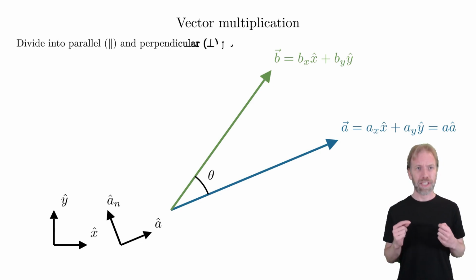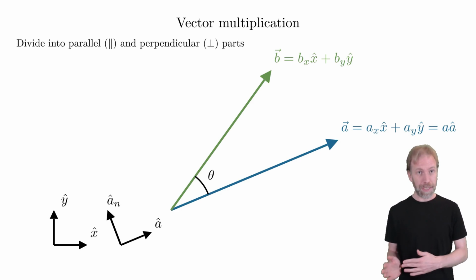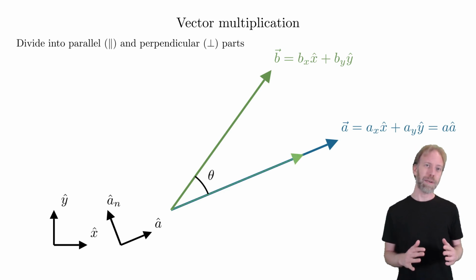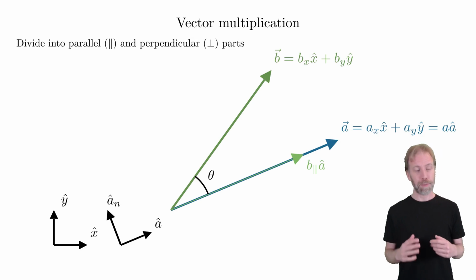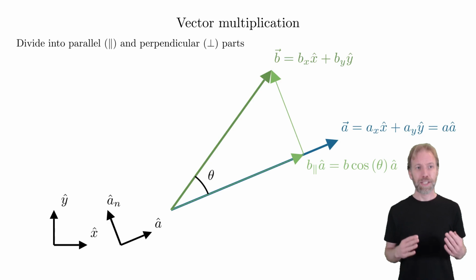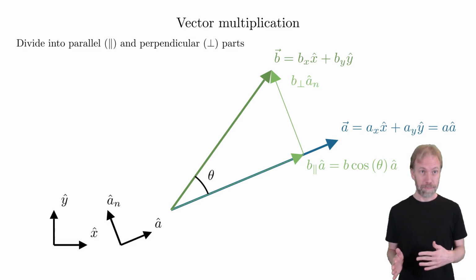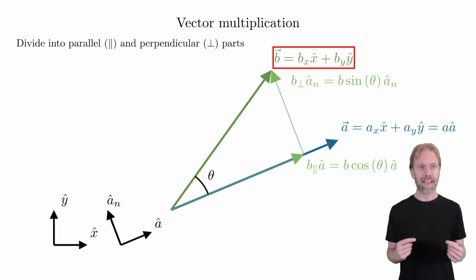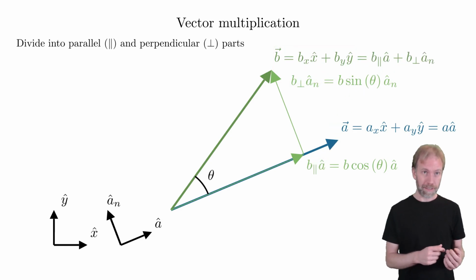The next step is to divide b into one component that is parallel to a and one component that is perpendicular. This will be achieved by writing b using the unit vectors a hat and a n hat. We find that the parallel part is given by the length of b multiplied by cosine theta, and the perpendicular part is the length of b multiplied by sine theta. Hence, we write b as b parallel a hat plus b perpendicular a n hat.